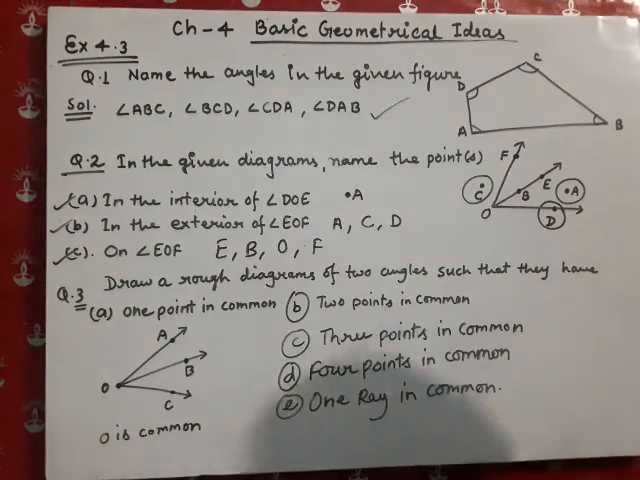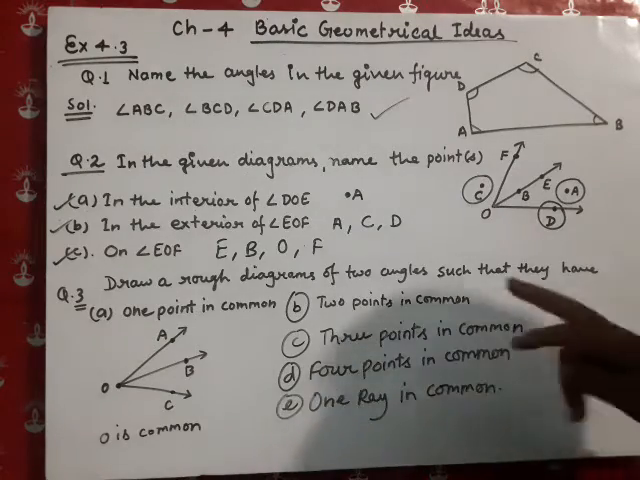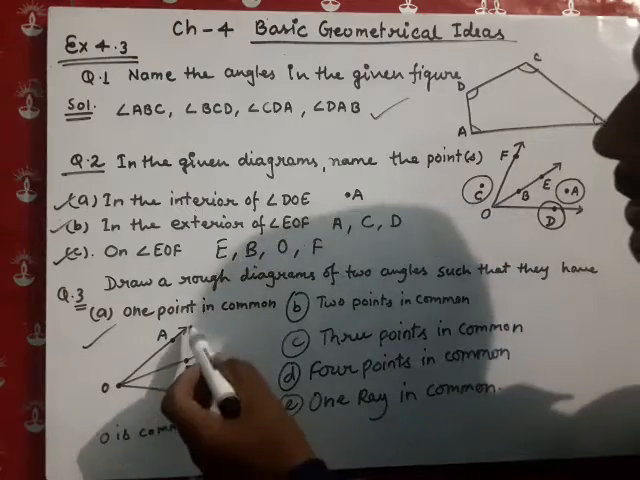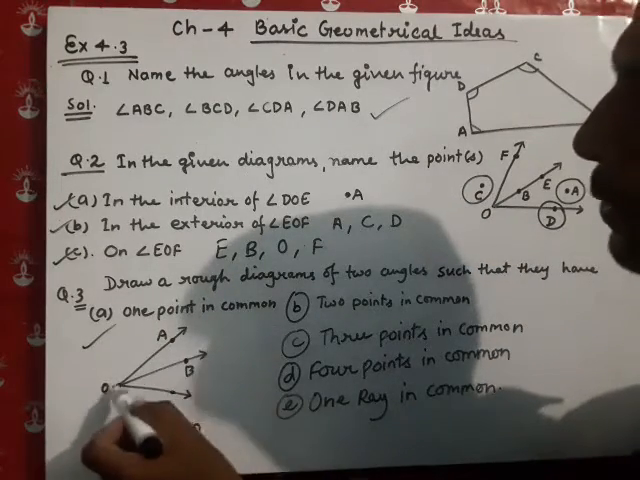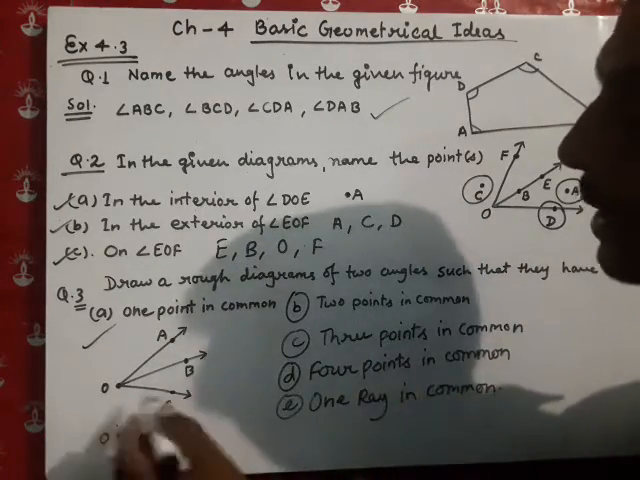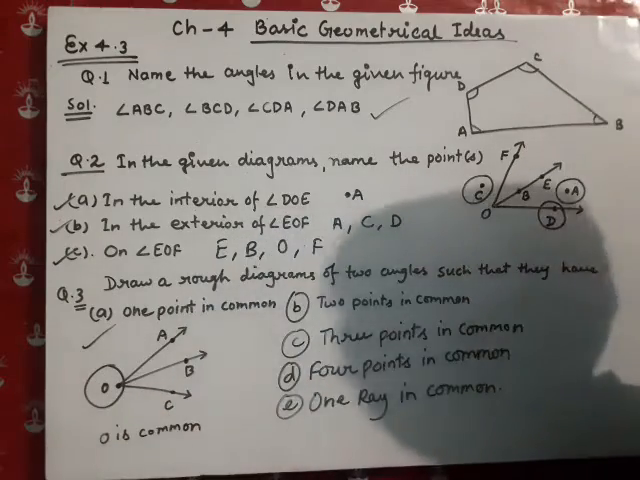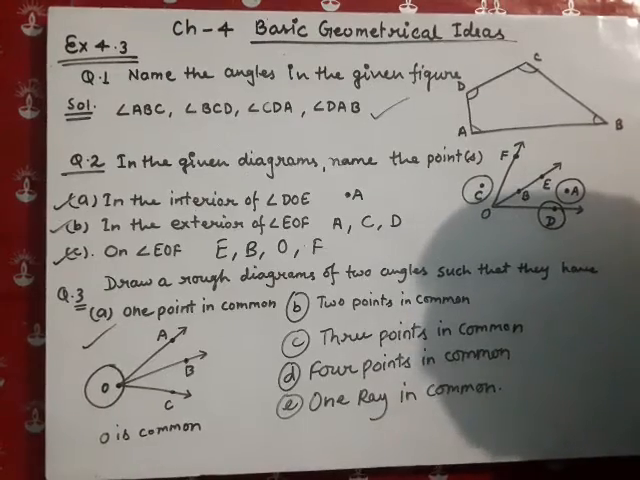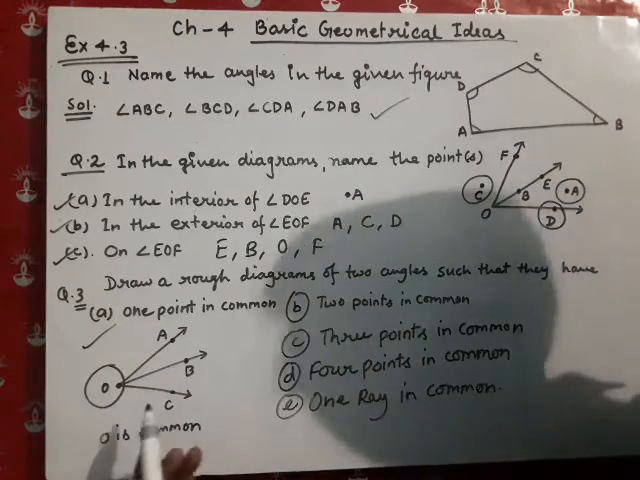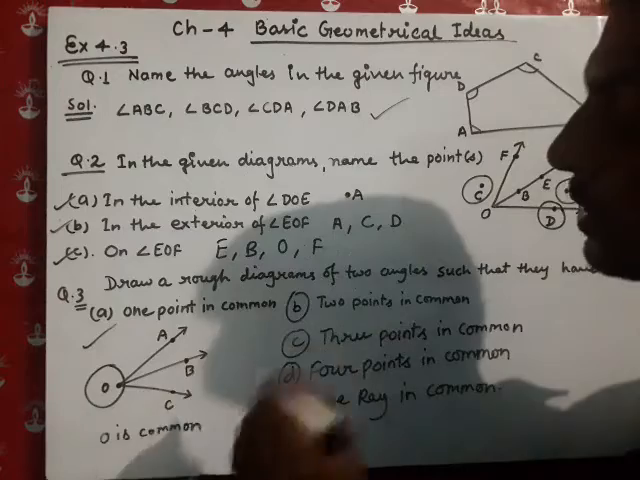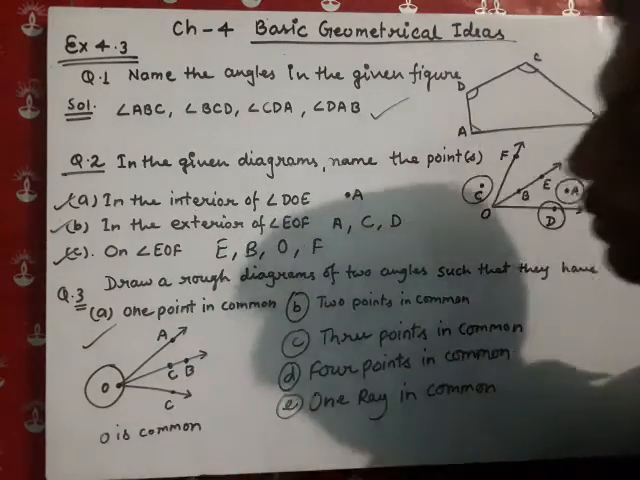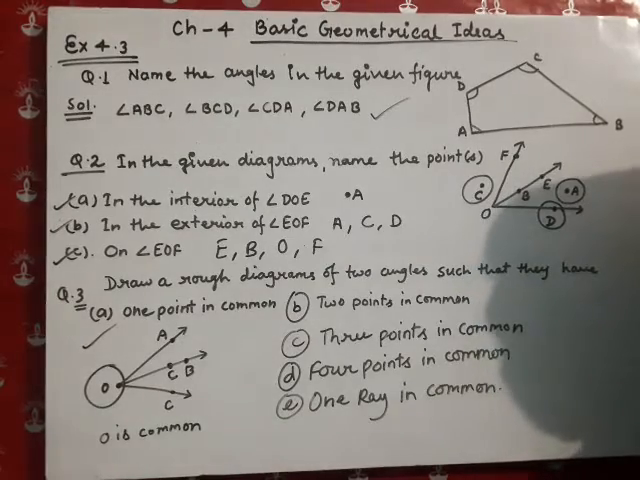Now going to the third question: draw a rough diagram of two angles such that they have, first, 1 point in common. The figure is drawn here. AOB and BOC are the two angles where point O is common. So here 1 point is common. Now the question says 2 points in common. Here you draw the same figure and one more point. Now O and B, O and C. These are the 2 points common.